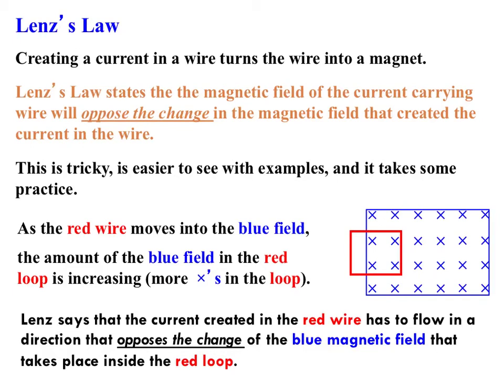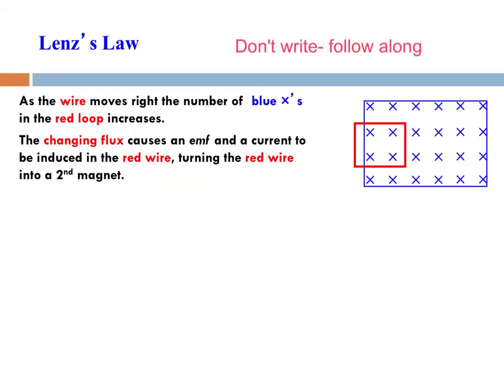So again, Lenz's law says the current created in the red wire has to flow in the direction that opposes the change of the blue magnetic field that takes place inside the red loop. So let's say we have this red wire going into this magnetic field. We've already seen that we're going to have a current that goes in this direction, if the velocity is moving to the right. That means if you use your other right-hand rule, my magnetic field is going to be going out of the page.